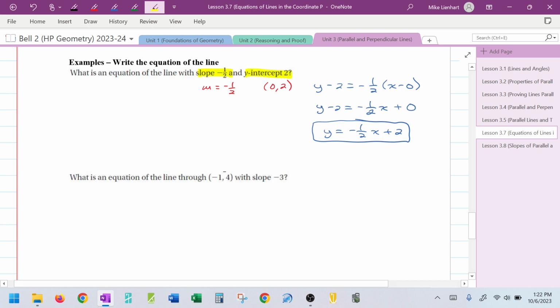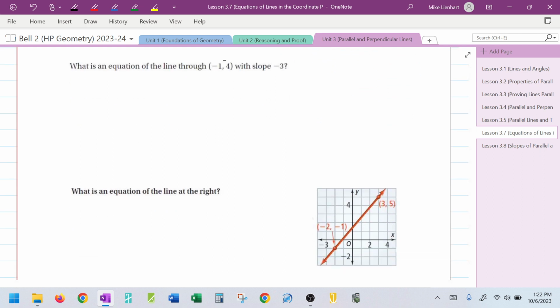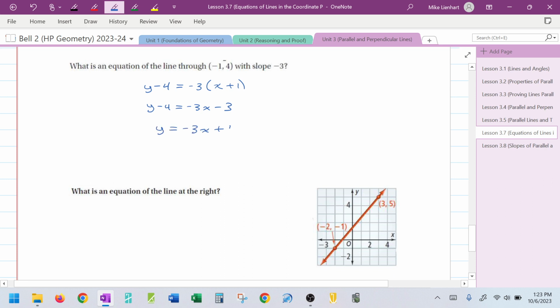Okay? Let's try another one. What if they give me a point and a slope? Again, same idea. I'm going to say y minus 4 equals the slope, negative 3, times x minus negative 1. So I'm going to write that as plus 1. I'm going to distribute: y minus 4 equals negative 3x minus 3. I'm going to move the 4, so I get y equals negative 3x plus 1.